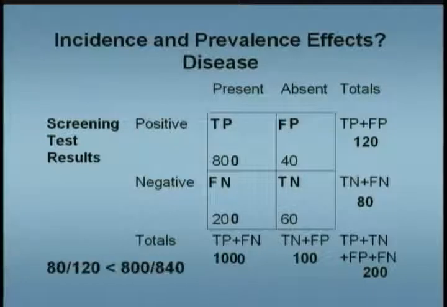Because instead of what we had before, 80 divided by 120, now we have, as you can see in the data I've mocked up here, 800 divided by 840. And even if you're bad in math, that's a much larger number, right? As prevalence increases, positive predictive value should increase as well. Now, if that doesn't convince the left side of your brain, let me take a moment and try to talk to the right side of your brain.